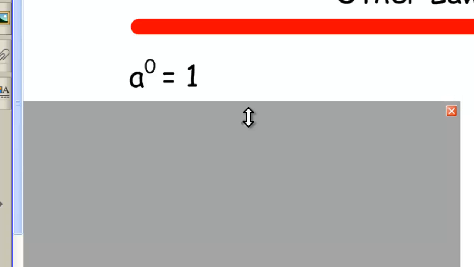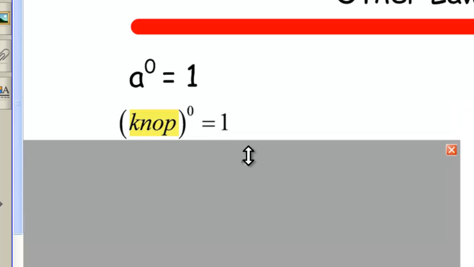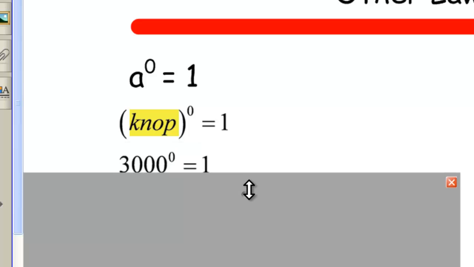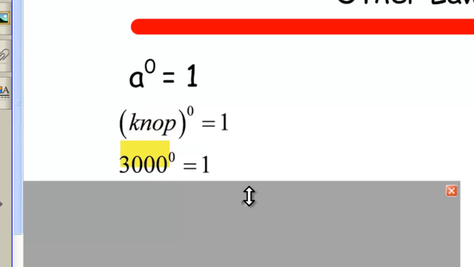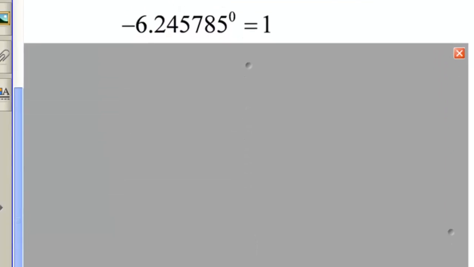Now let's look at the following law. A to the 0 is equal to 1. Any base to the 0 power is 1. So if I take NOP and raise it to the 0 power, it is 1. If I take 3,000 to the 0 power, it is what? I heard you. 1. If I take negative 6.245785 and I raise it to the 0 power, what is it? 1. Why is this true?